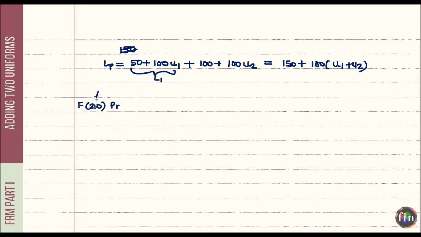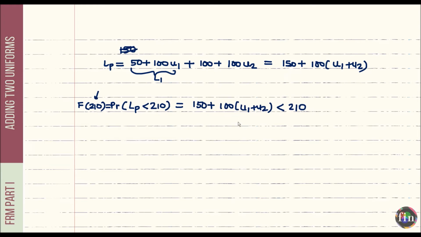Okay, the total loss to be 210. CDF is what? It's the probability that the total loss is less than 210. That's what the CDF would mean. And in this world, I would write it as, I just put down the formula of this LP. It'll come to 150 plus 100 U1 plus U2 being less than 210.